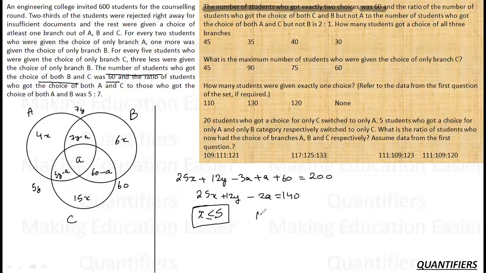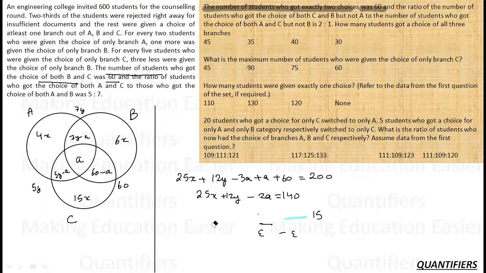So from here, 12y minus 2a is equal to 15. If x is equal to 5, then 12y minus 2a is 15. Okay. Can I say it can never be possible? Why? Because it is an even number. Even minus even will always produce an even result. This scenario is not possible. So if this scenario is not possible, x cannot be 5.